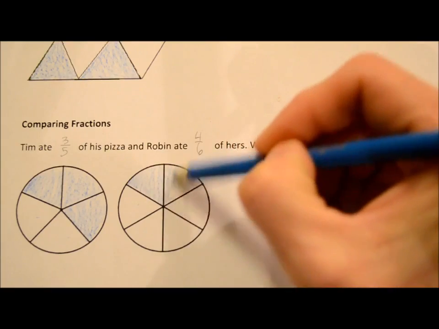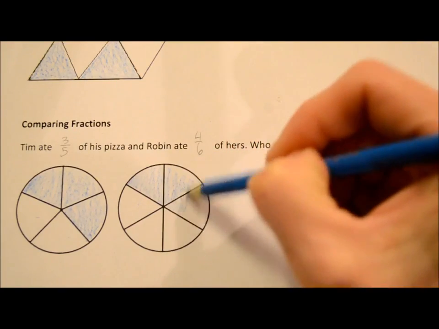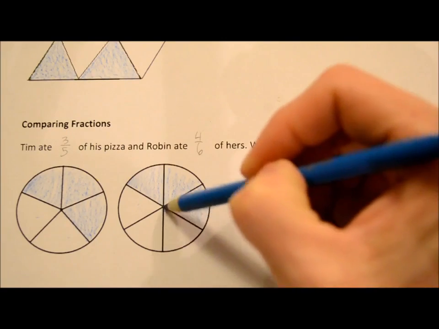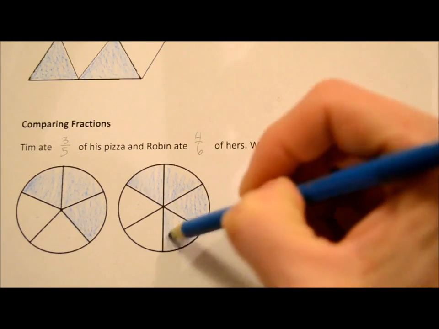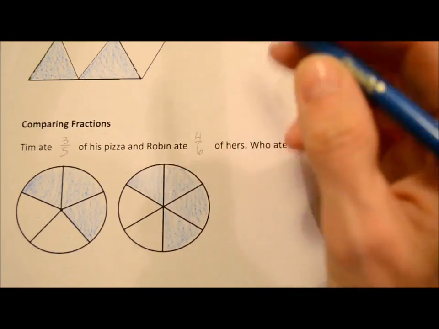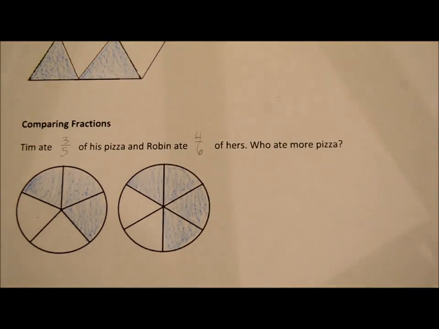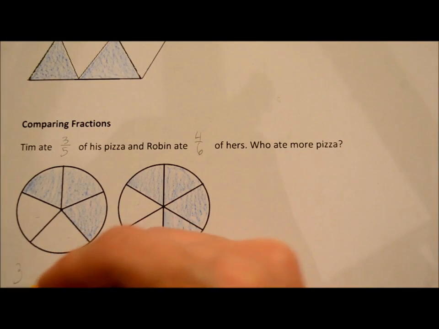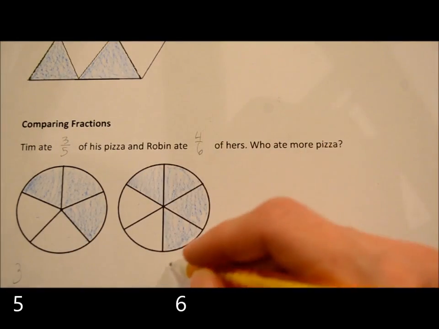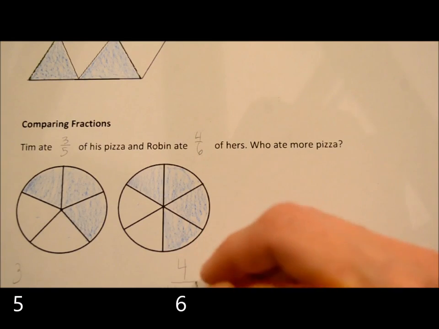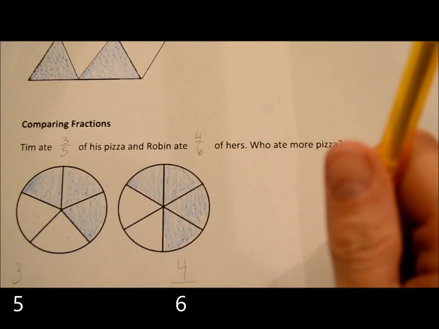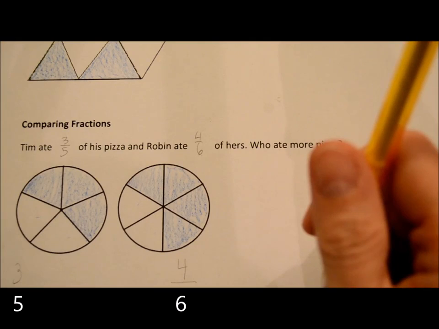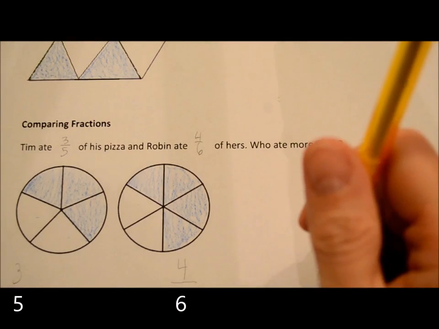1, 2, 3, 4. Okay, so actually it looks pretty close. So we're going to do some math. Woohoo, just what you've always wanted. All right, so this one is 3/5. This one is 4/6. I left a little room so that we can make these into equivalent fractions.